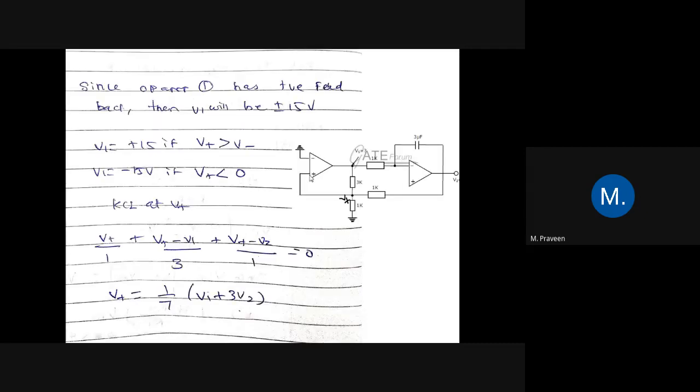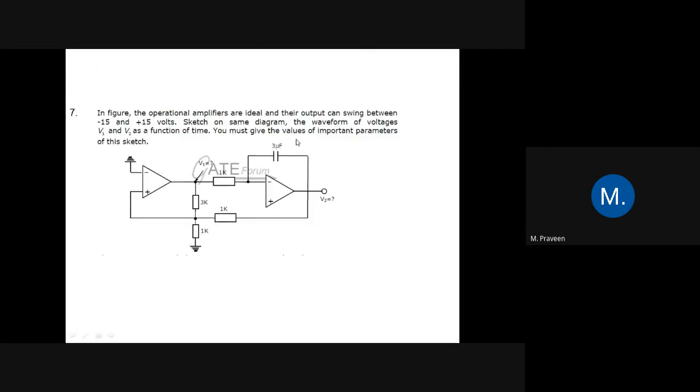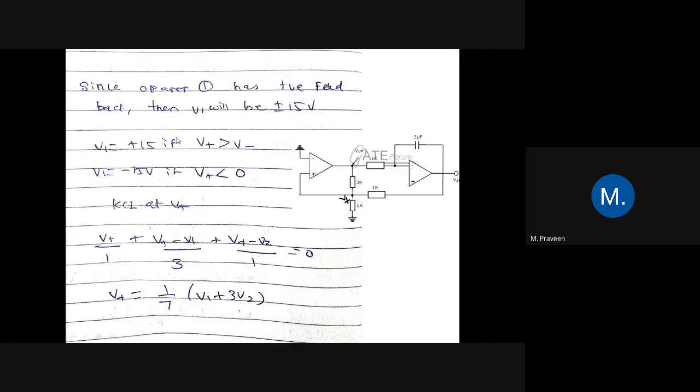Now we have to write the condition here. It is given that the op-amps are ideal and the output can swing between minus 15 and plus 15 volts. So if the output of V1 is plus 15 volts, it is because the positive terminal value is greater than the negative terminal. So if it is greater than the negative terminal, then the output of V1 is going to be plus 15.